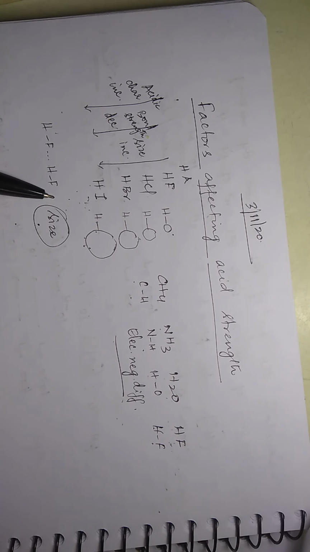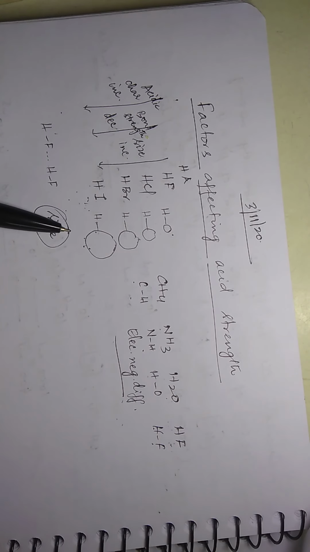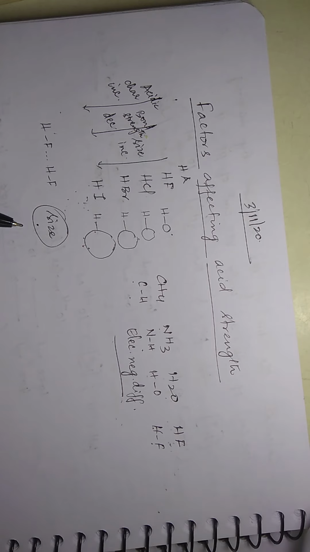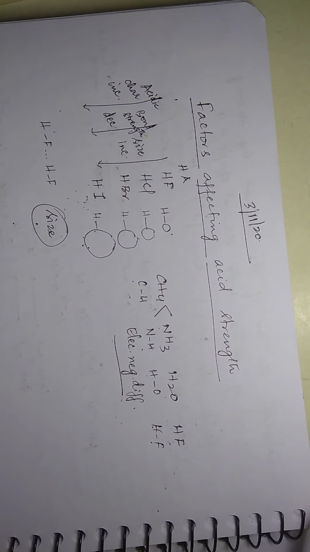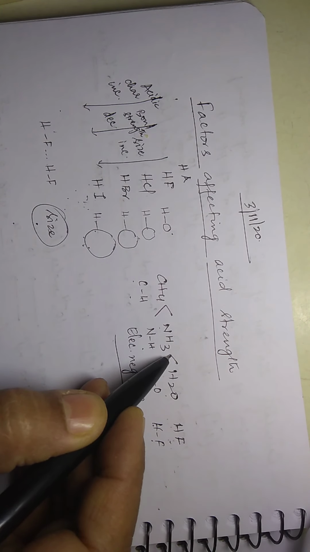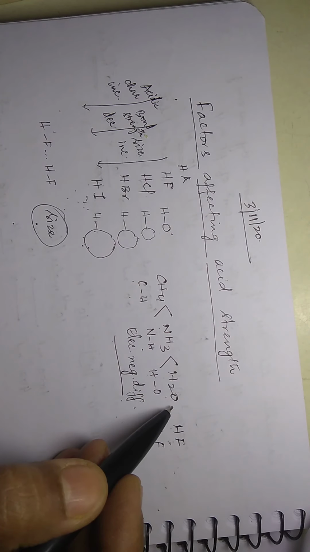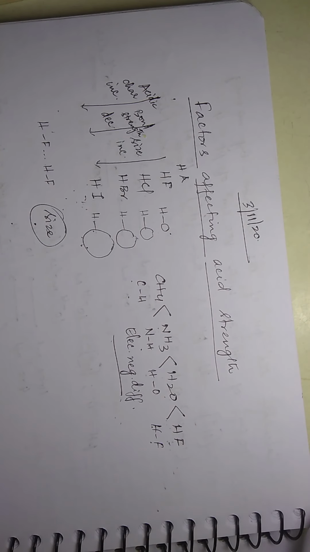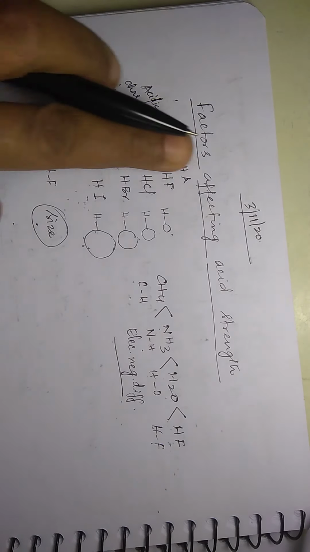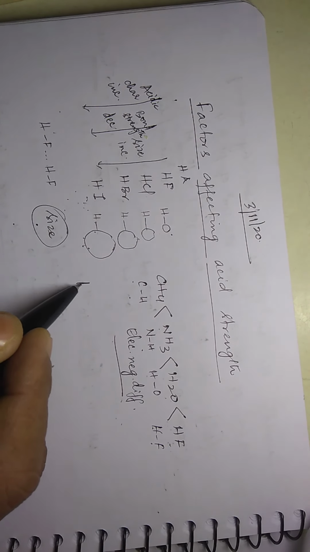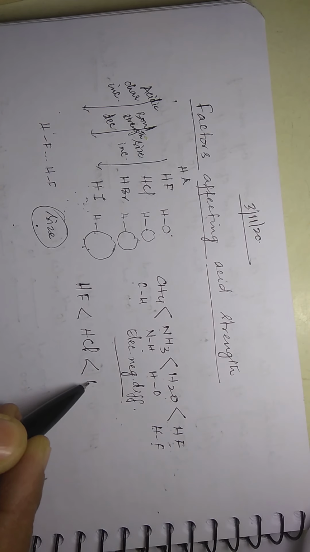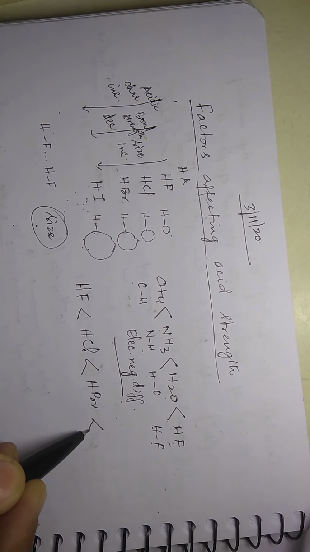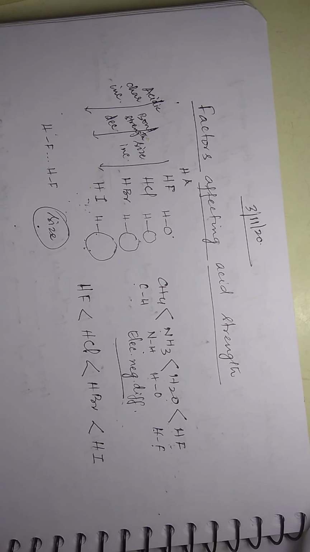Down the group you are going to talk in terms of size and the corresponding bond dissociation energy associated with it. Okay, so CH4 is less acidic than ammonia. Ammonia is less acidic than water. Water is less acidic than HF. This is how you will write. Whereas when you take this one, you will say HF is less acidic than HCl. This is less acidic than HBr. This is less acidic than HI. Right?